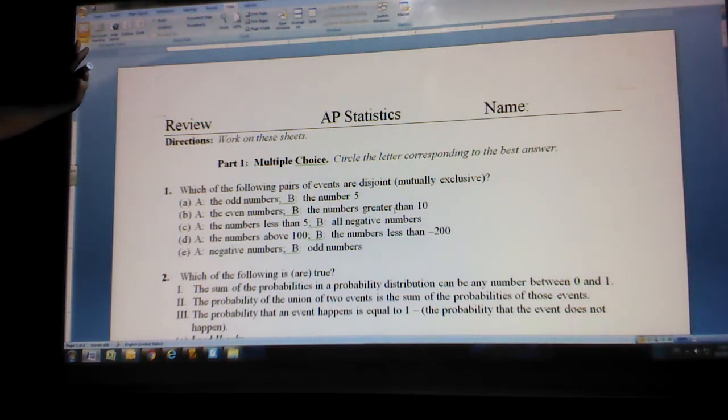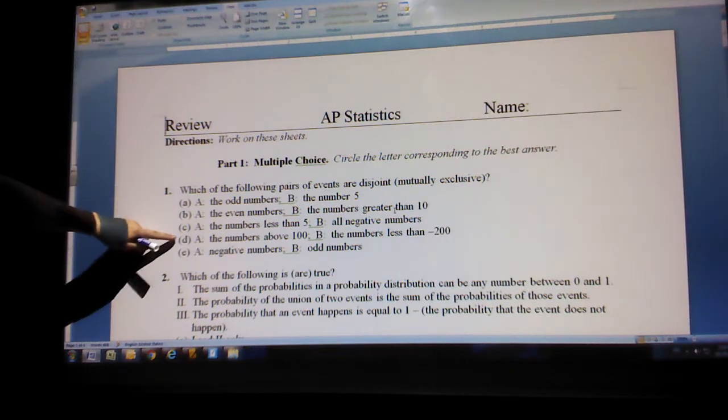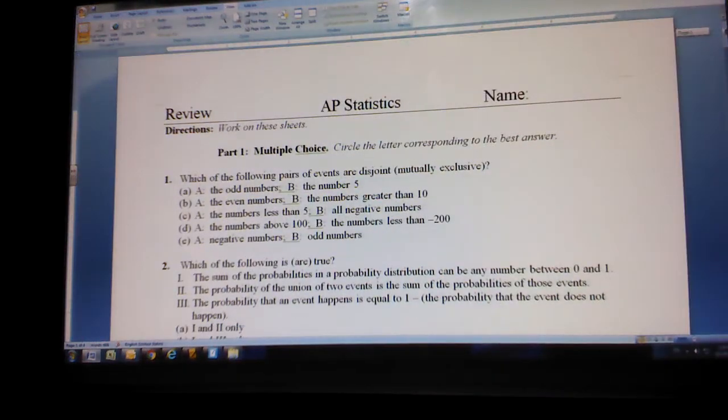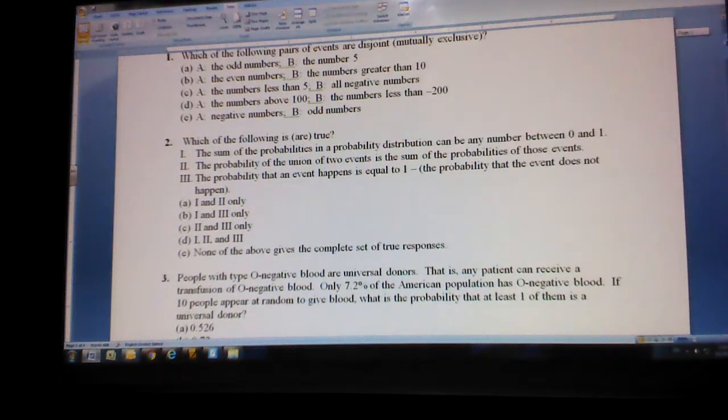C, the numbers less than 5, all negative numbers. Those overlap. D, the numbers above 100 and the numbers less than negative 200. D is the right answer because they do not overlap. So they are mutually exclusive. They do not overlap. Correct answer is D.